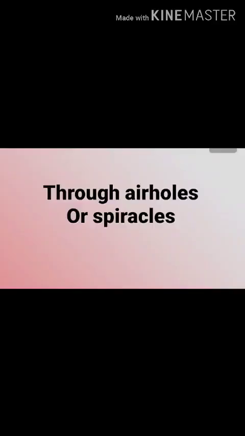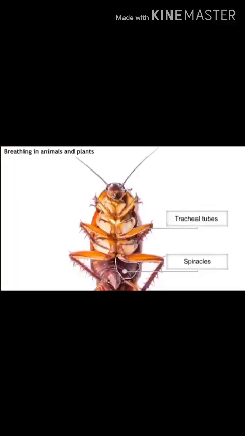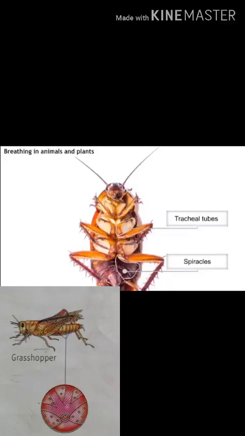Then second is through air holes. Now insects such as cockroach and grasshopper have openings called spiracles on their bodies. Air enters through these openings and reaches all parts of the body through respiratory tubes called trachea and their branches called tracheoles.